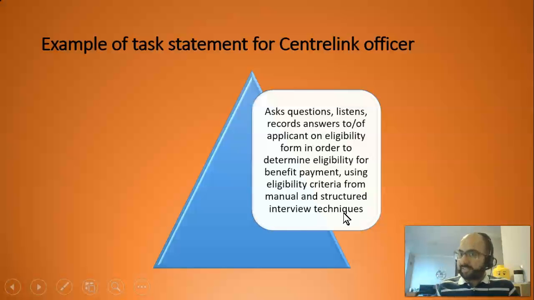So this gives us lots of information. This task statement tells us about the data, about the things they're doing, with whom they interact, the applicant, the purpose to determine eligibility, and the things they have to work with, which is the manual and the job knowledge of what the criteria are from the manual, and so on.